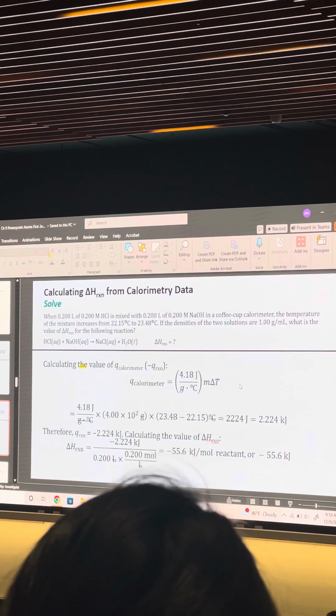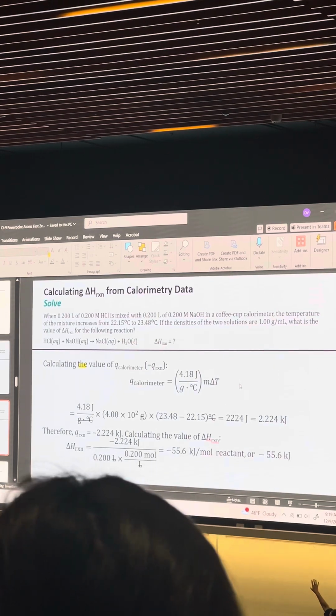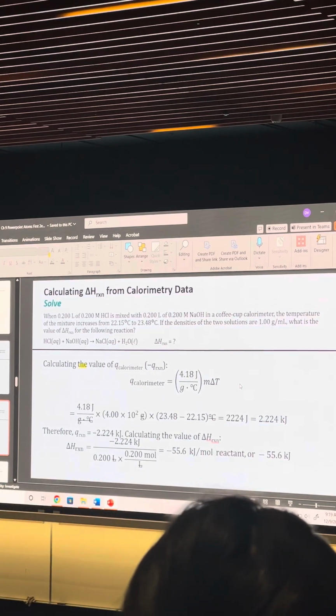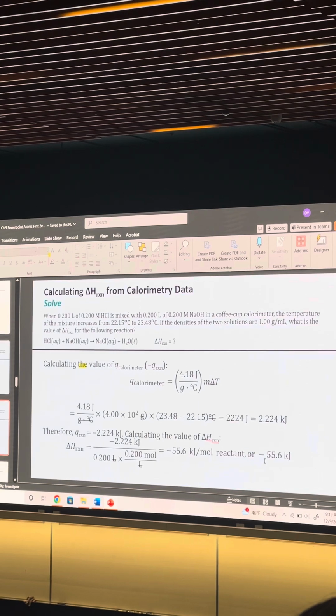We did this as an extra credit, but we did not take a quiz on it. If you understand this question, you're fine. This is exactly how it will be. And this is an exothermic reaction because my answer is negative.